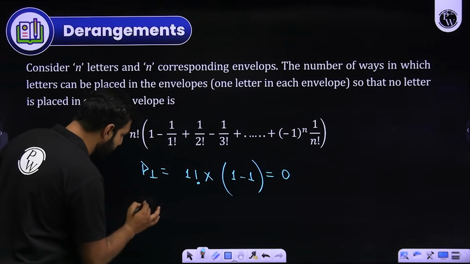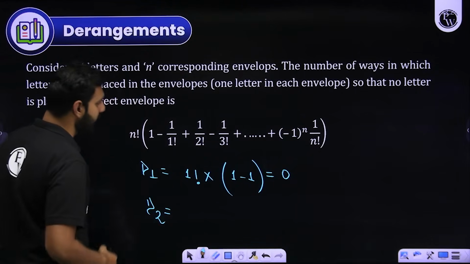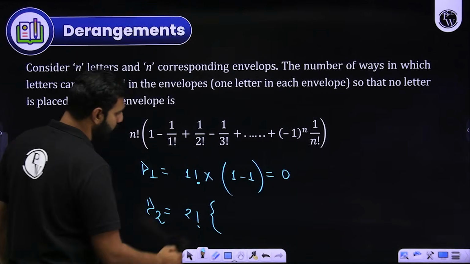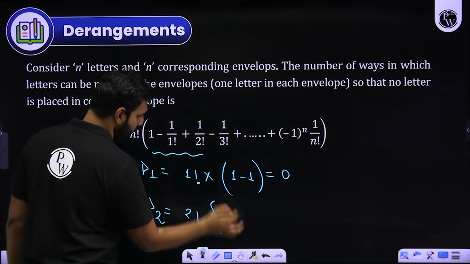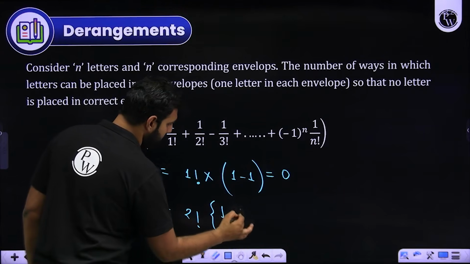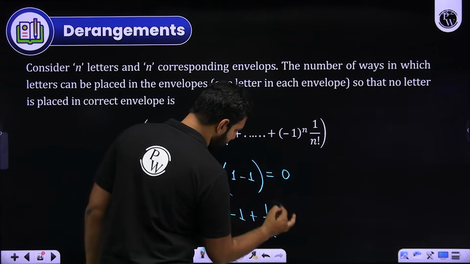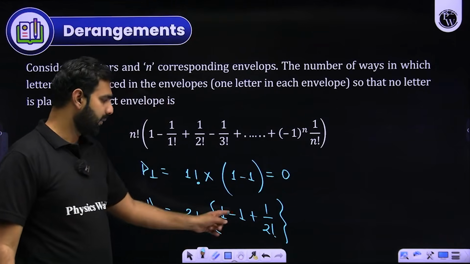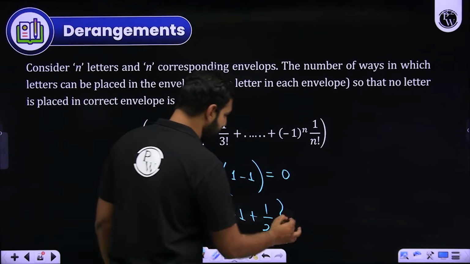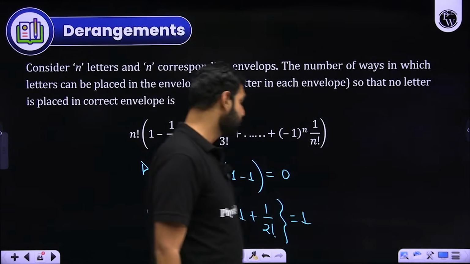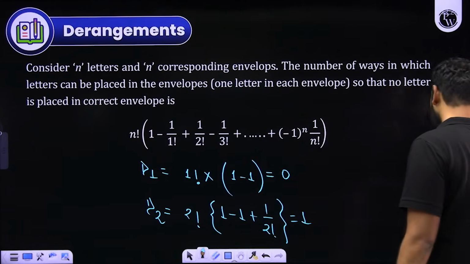What about D2? You will say D2 is 2 factorial into, up till this, up till this. I hope you are understanding it. So it should be 1 minus 1 plus 1 by 2 factorial. So 1 by 2 factorial is one half, 1 minus 1 is 0, so the result is 2 by 2, which is 1. So that is 1. This is how you find the values of D1, D2, D3 up till D5. You should have these at your fingertips. Did you get that part?